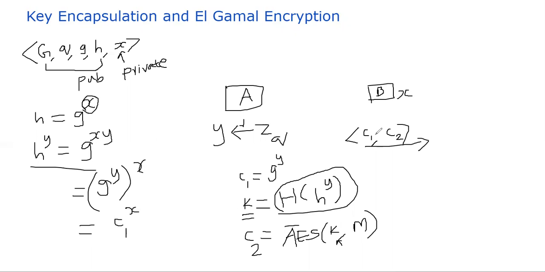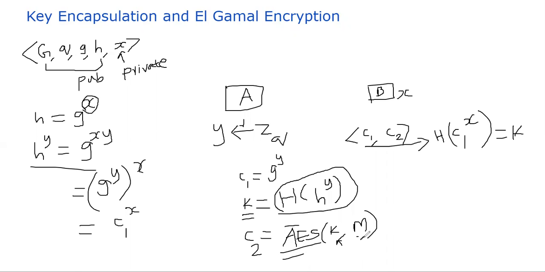C1 is coming anyway to Bob. So all Bob is going to do is take C1 power X and call the hash function on this. And this is nothing but the key K. Once the key is available, he can go ahead and do the AES decryption and recover the message M.